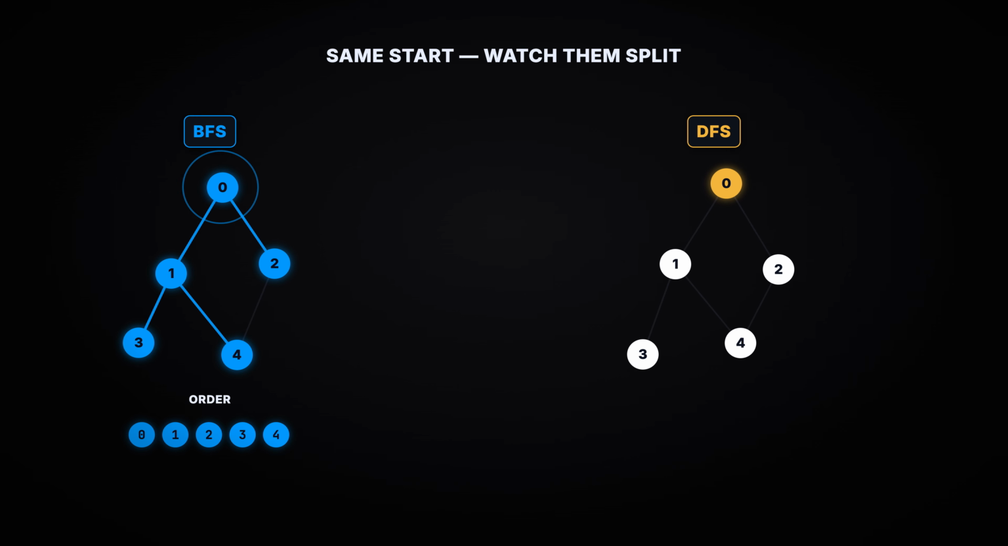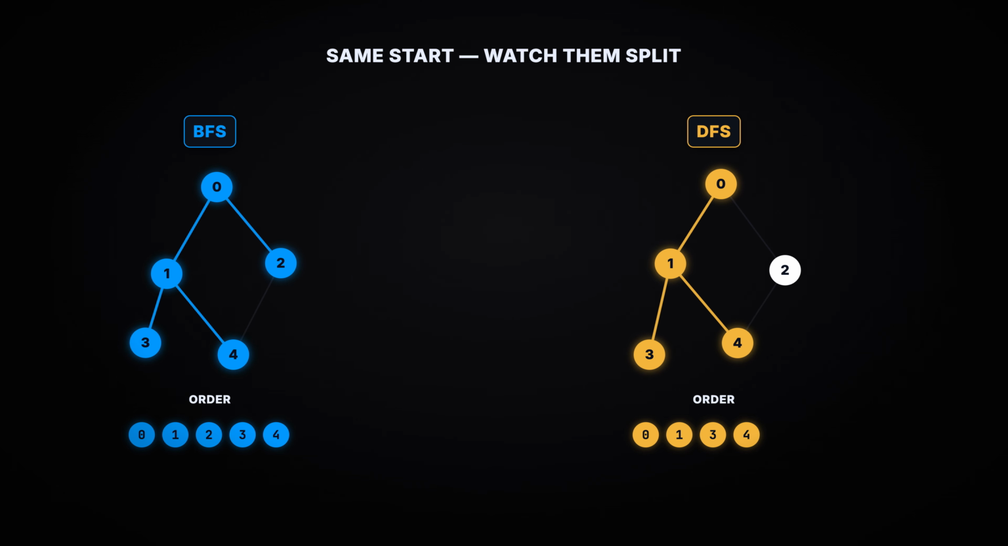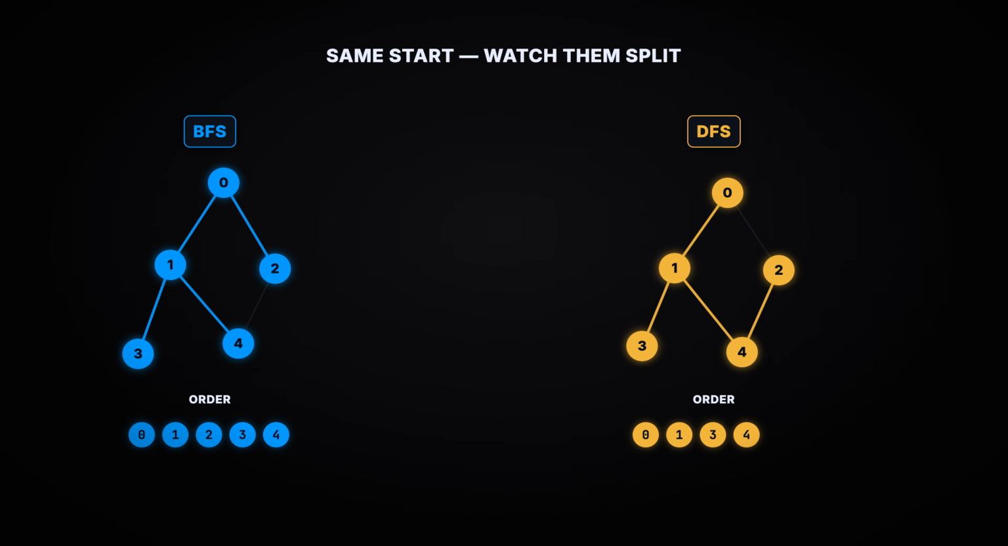DFS on the right commits to a path. 0, then 1, then straight down to 3. Only when it hits a dead end does it back up and try another route. It goes all the way down before it ever goes wide.